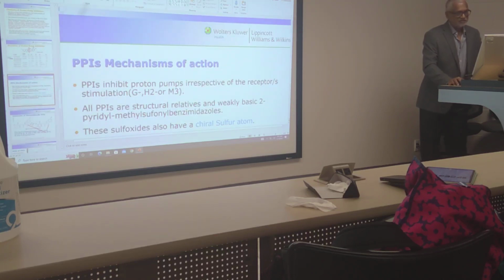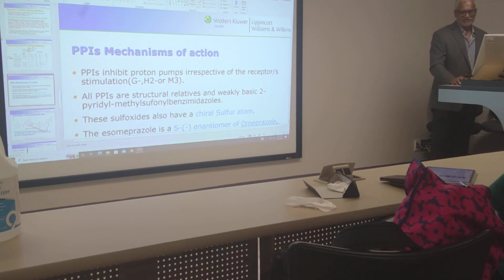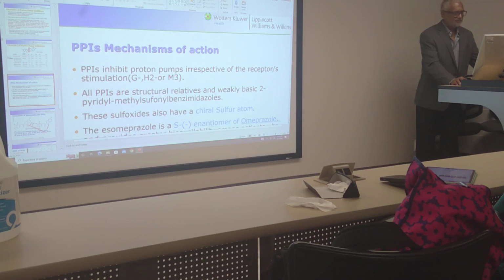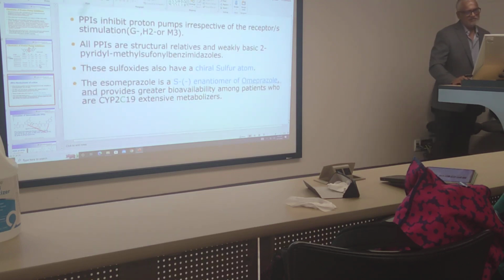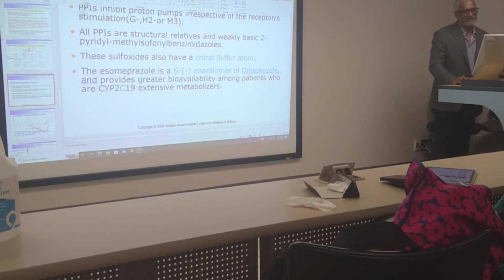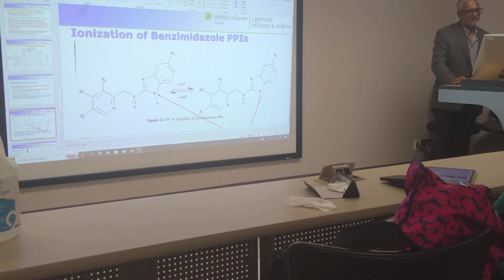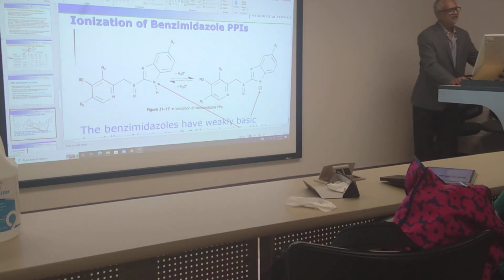And the mechanism, it doesn't matter what the activation route is, whether the proton pump is activated by histamine or gastrin or acetylcholine, it will be inhibited. No matter what the activation route is, the proton pump is inhibited by this PPI by direct covalent modification. These are sulfoxides, and they have a chiral sulfur. The esomeprazole I have here is an enantiomer of omeprazole, and this is where the activation step is needed.